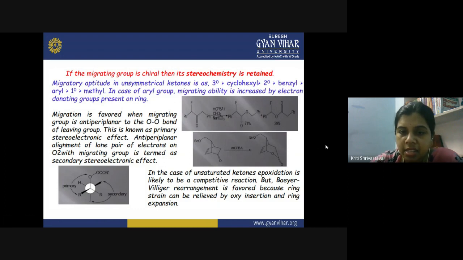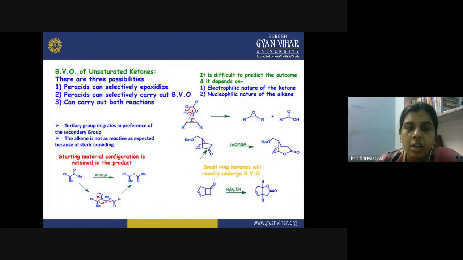You can see in this reaction, this is the epoxidation of the molecule. The Baeyer-Villiger rearrangement is favored over the epoxidation because the ring strain can be relieved. Such epoxides, when they are formed, are accompanied by a lot of ring strain, which can be relieved by oxygen insertion and ring expansion.